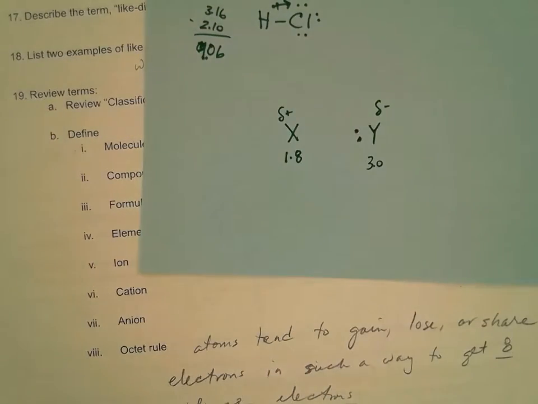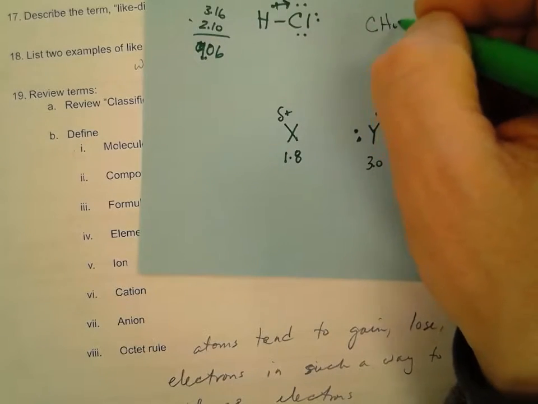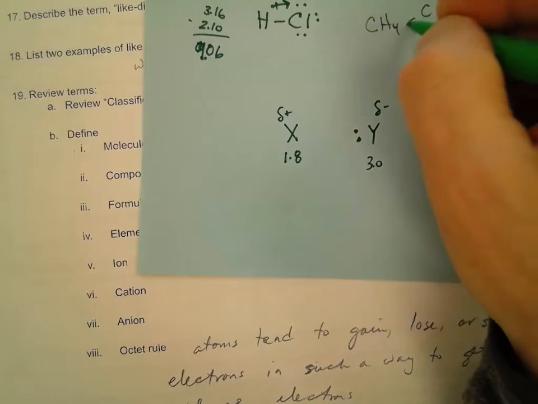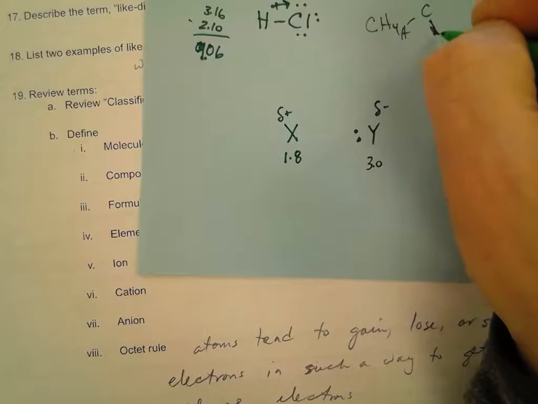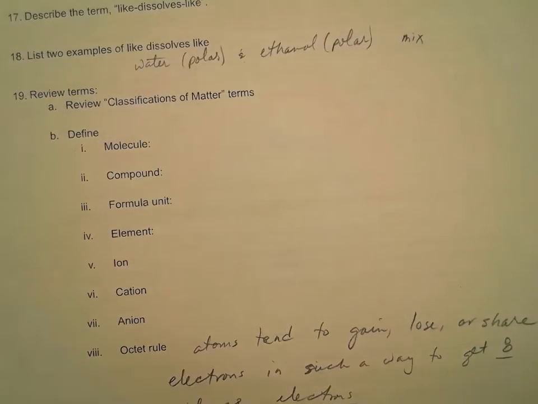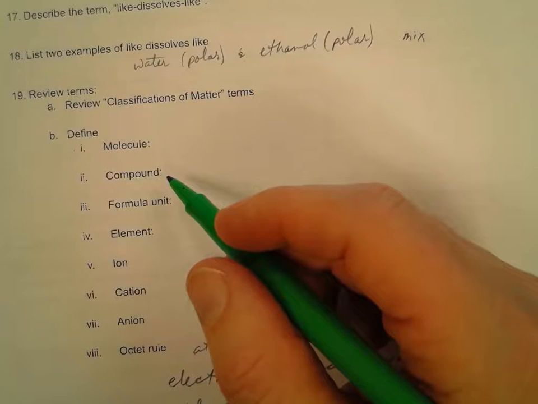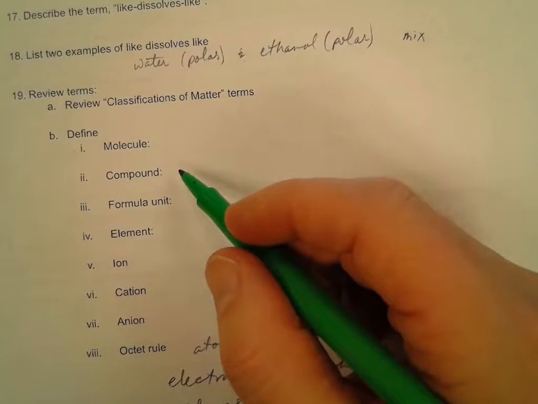If we have a CH4 and HHH, that'd be a methane molecule. A compound, that's just when we have two or more elements chemically combined.